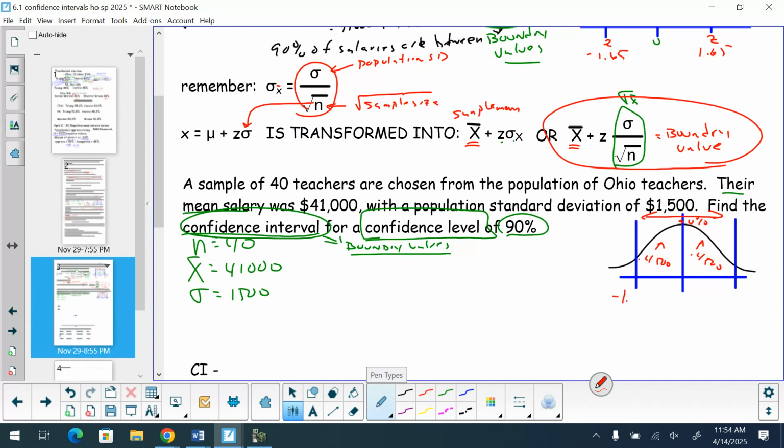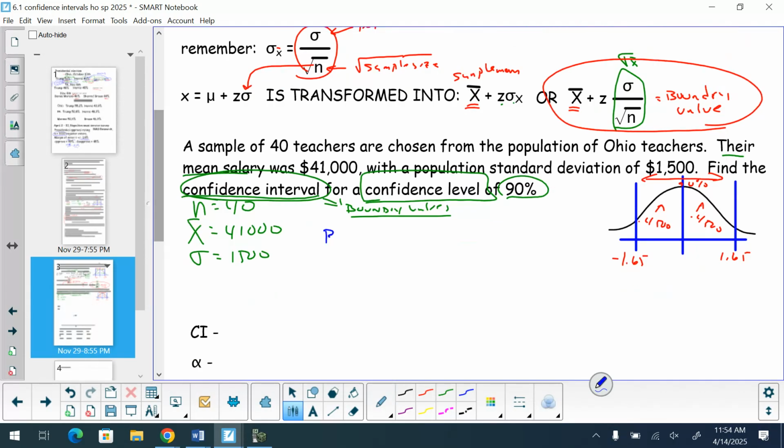Our z values are still going to be the same, negative and positive 1.65, but now these boundary values are going to be our sample mean plus or minus our z-score times our standard deviation divided by square root of n. So this will give us our boundary value for our two values. Well, we have two values here, negative and positive 1.65.